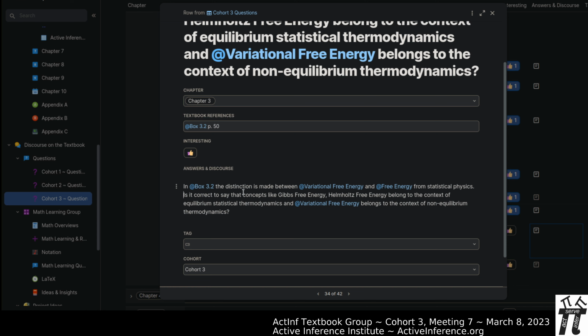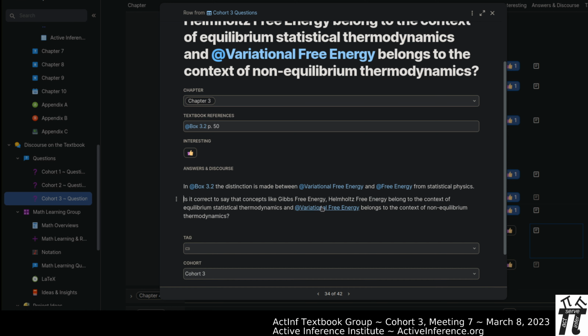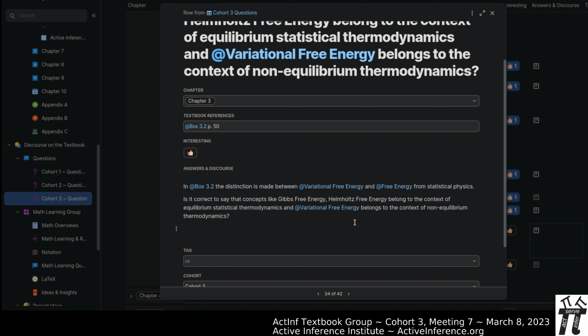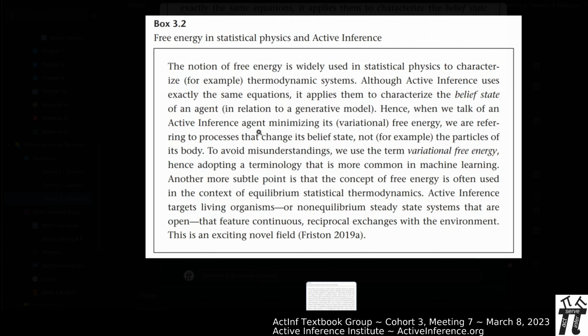Is it correct to say that Gibbs free energy and Helmholtz free energy belong to the context of equilibrium stat thermo, and variational free energy belongs to the context of non-equilibrium thermodynamics? For a disciplinary answer, ask someone who knows and cares. In box 3.2, what they're highlighting is not necessarily the difference between equilibrium and non-equilibrium, though that distinction is here.